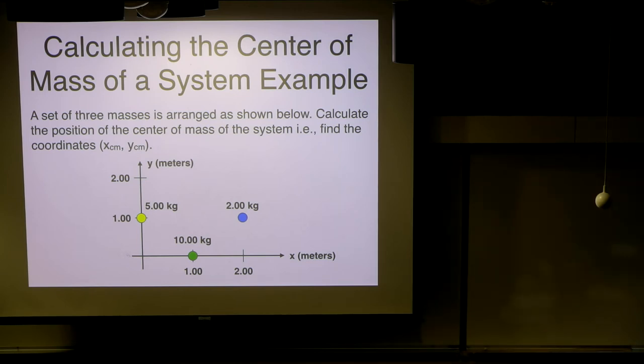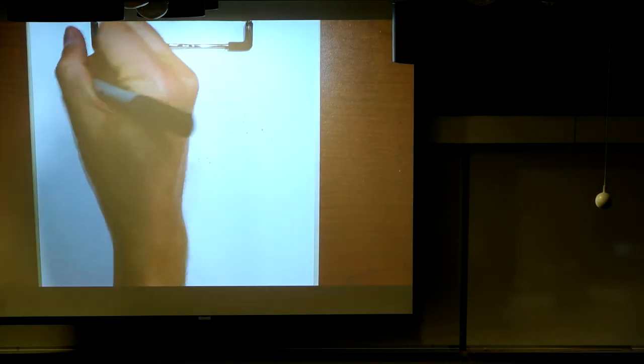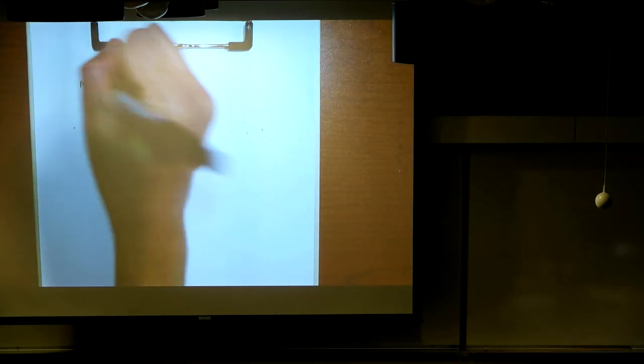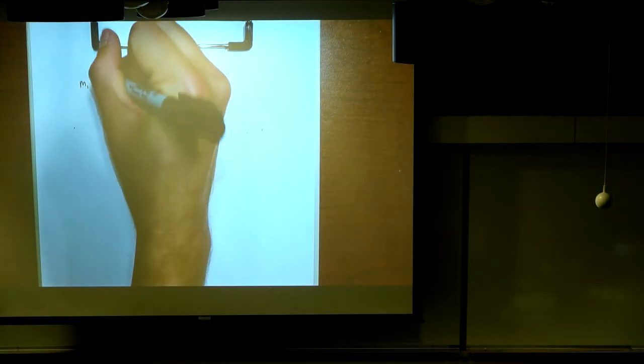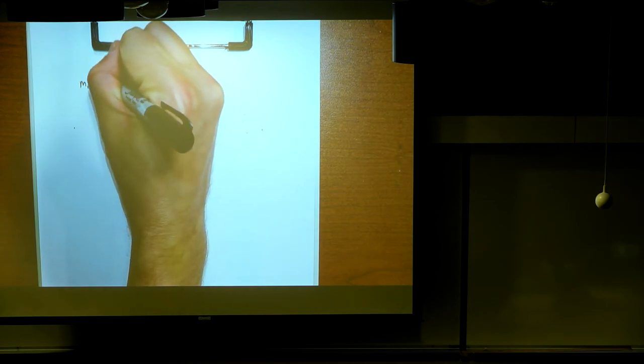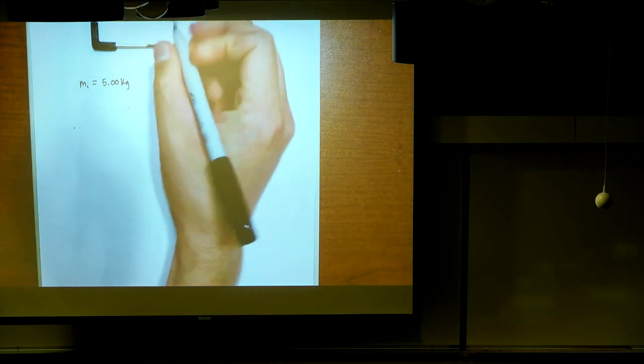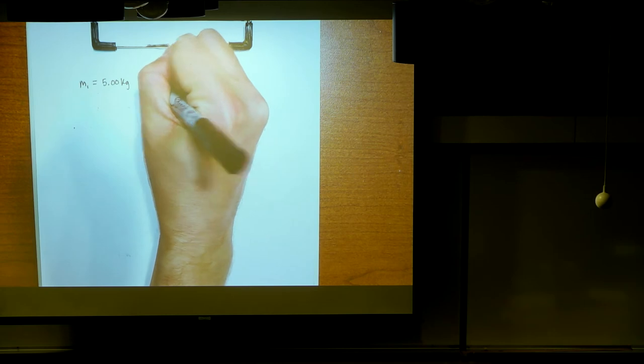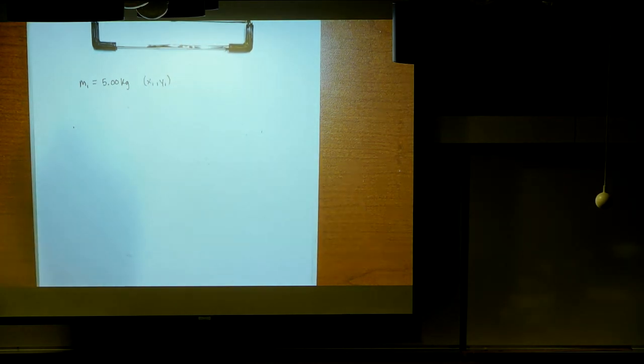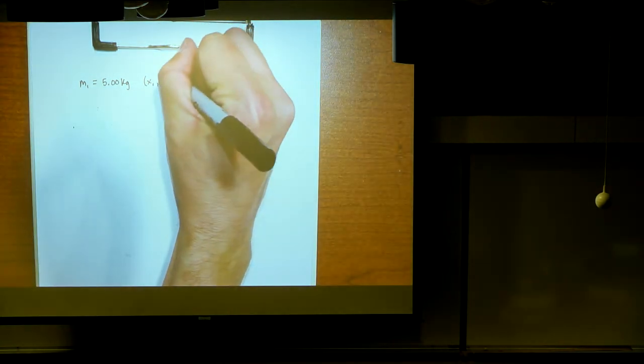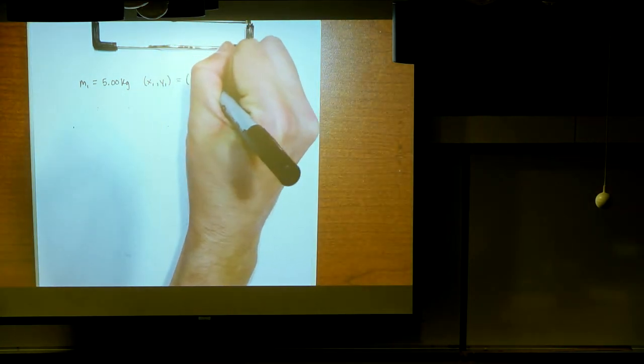So I'm going to start by writing down what you guys just told me, which is for particle number one, that's the one on the left side of the picture, that had a mass of 5 kilograms. And it was located at a position, which I'm going to call x1, y1, of 0 and then 1 meter.